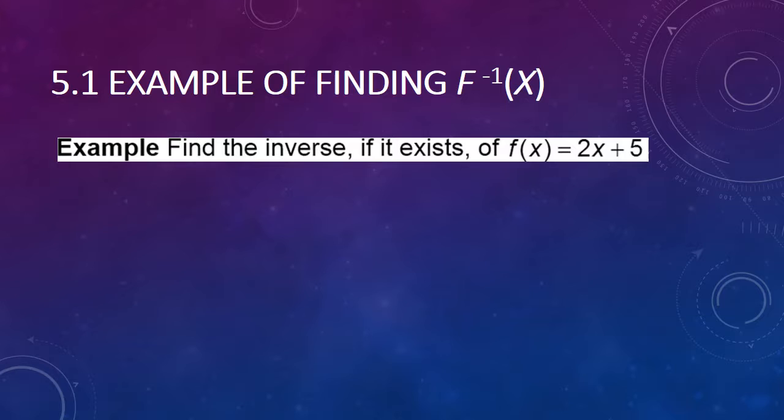So we're going to find the inverse, if it exists, of f of x equals 2x plus 5. We want to start by writing this as y equals 2x plus 5, swap x and y, and then solve for y. Pause the recording, give this a try, and resume to check your answer.